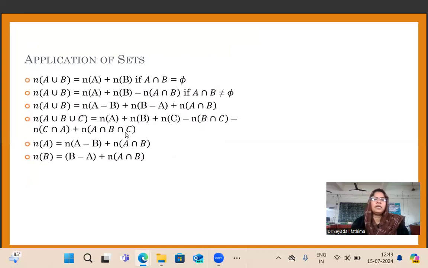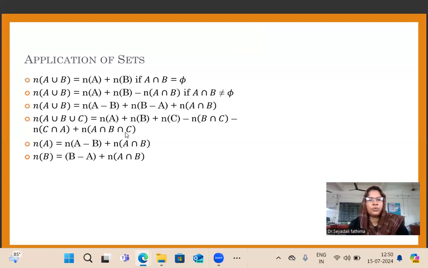Now applications of sets. n(A union B) equals n(A) plus n(B) if A intersection B is equal to the empty set. n(A union B) equals n(A) plus n(B) minus n(A intersection B) if A intersection B is not equal to the empty set. n(A union B) equals n(A minus B) plus n(B minus A) plus n(A intersection B). And n(A union B union C) is equal to n(A) plus n(B) plus n(C) minus n(A intersection B), n(B intersection C), and n(C intersection A), plus n(A intersection B intersection C).